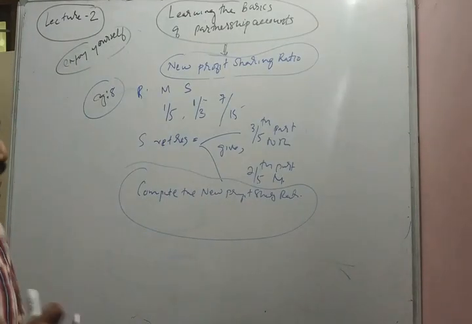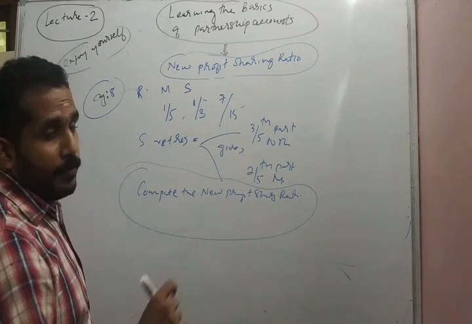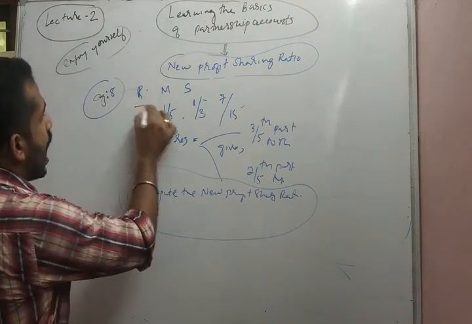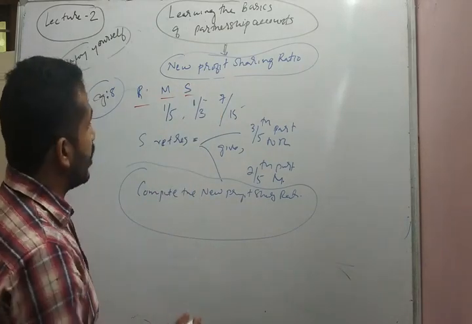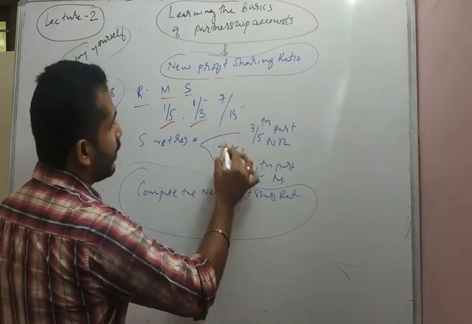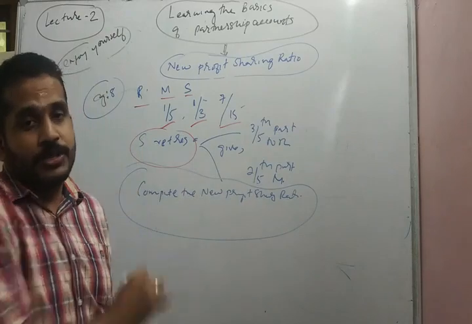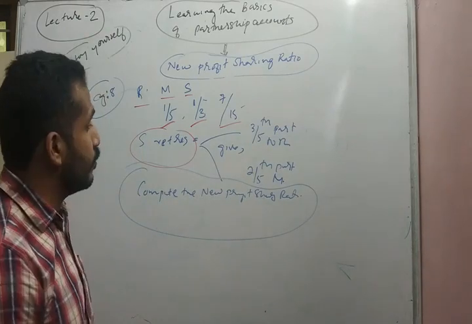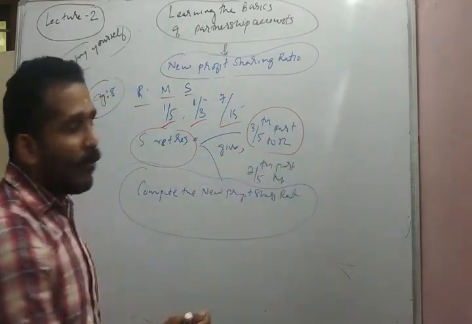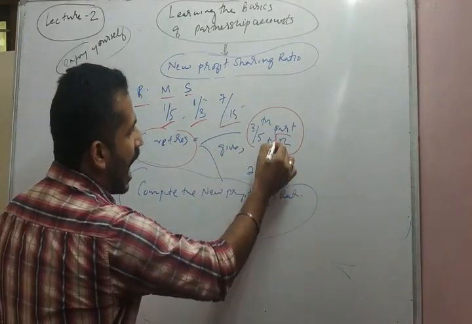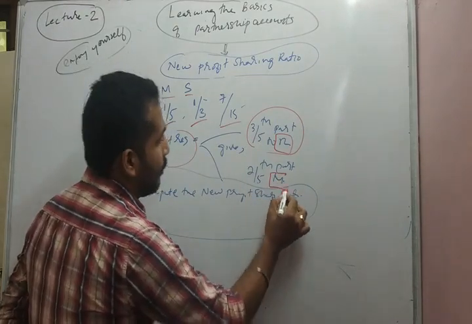Moving to illustration 8 with regard to calculation of new profit sharing ratio in the case of retirement. Let us analyze the question. R, M, S are the partners of a business sharing profits and losses in the ratio of 1/5, 1/3, 7/15. And S retires from the partnership business, and he gives 3/5 of his share of profit to R and 2/5 of his share of profit to M.